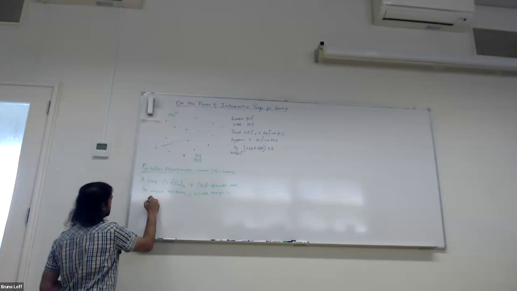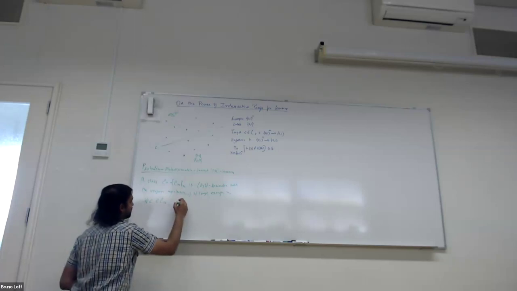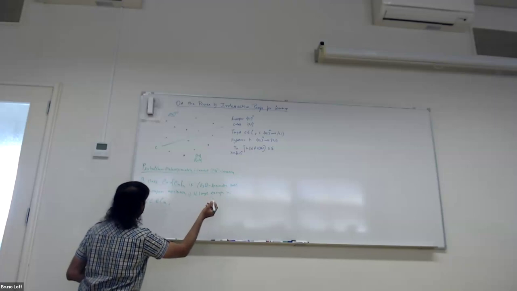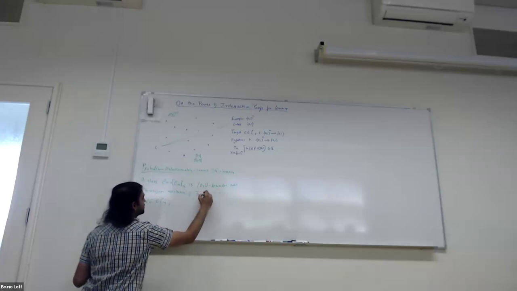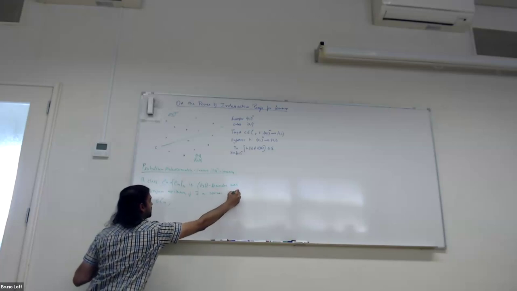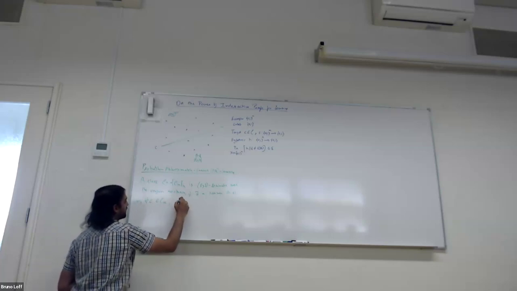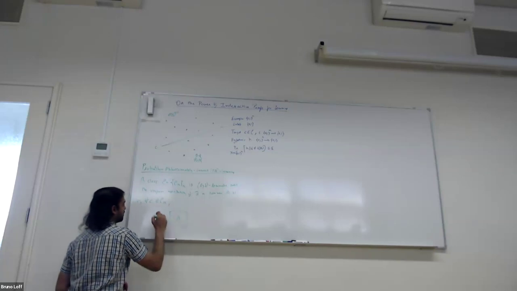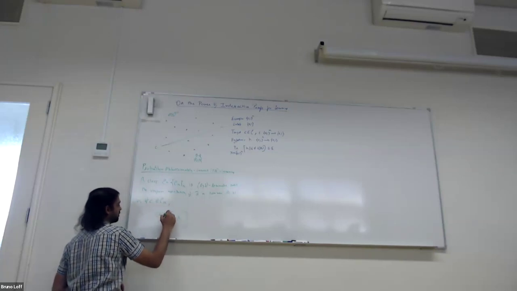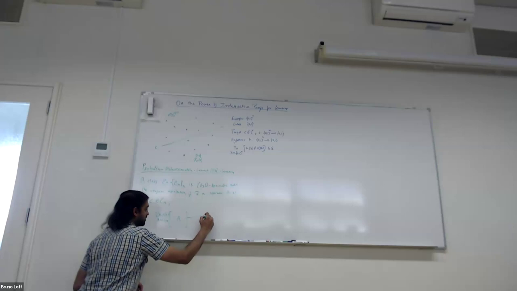And for every C belonging to C_n, which is unknown, there exists a learning algorithm. Let me write it then. And output a hypothesis.